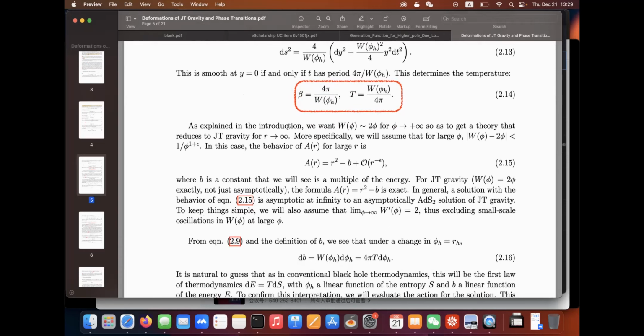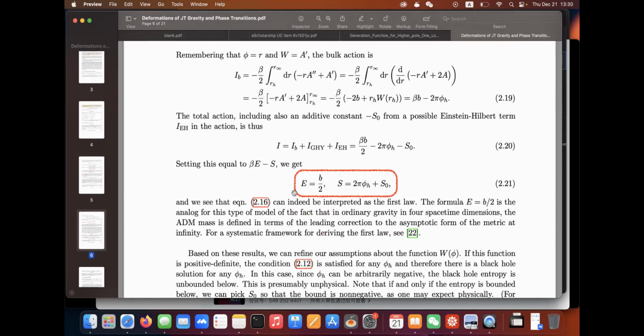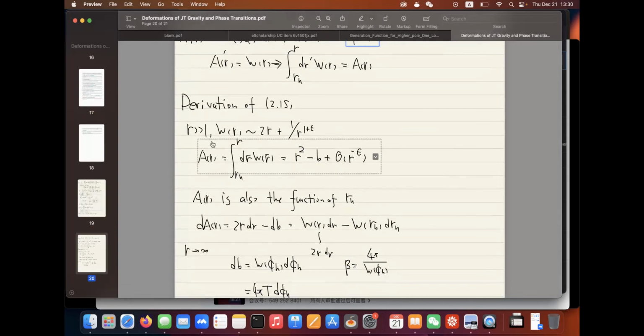As explained in the introduction, we want W to have the same asymptotic behavior as pure JT. So we may assume this behavior. Then you can write AR like this formula. Finally we can obtain the energy for the black hole and the entropy for the black hole. Maybe we need to jump to the derivative. We have assumed that for a large r, WR has the asymptotic behavior.